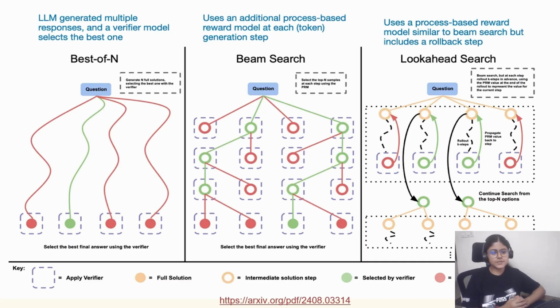So lookahead search is often a similar type. The only thing is that it is a more compute-intensive variant that performs these k-step rollouts to improve the accuracy of the PRM value that is estimated at each step. This is like an upgrade to the Monte Carlo tree search there.